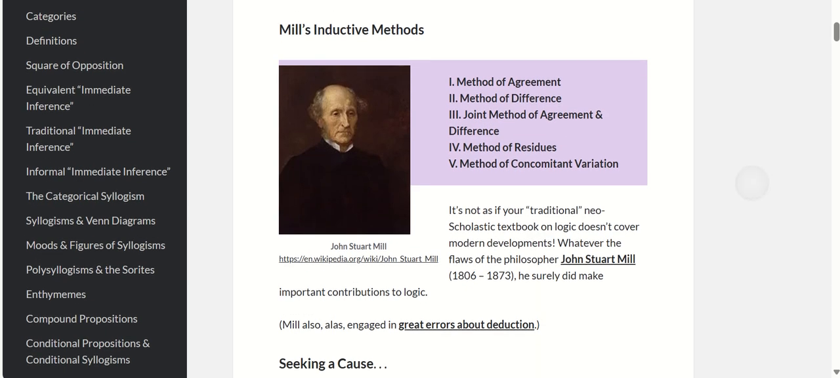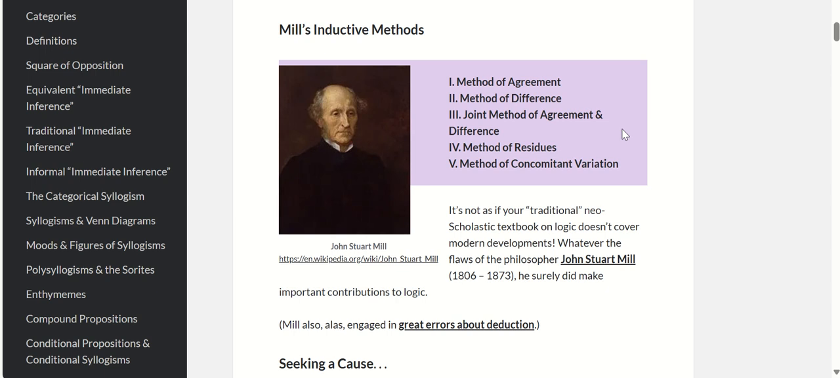Now, John Stuart Mill's inductive methods include the method of agreement, method of difference, joint method of agreement and difference, method of residues, and method of concomitant variation. And I mentioned that you will find these methods even in old neo-scholastic textbooks on logic. Pretty much 99% of all introductory logic textbooks will include a section or two on Mill's inductive methods.